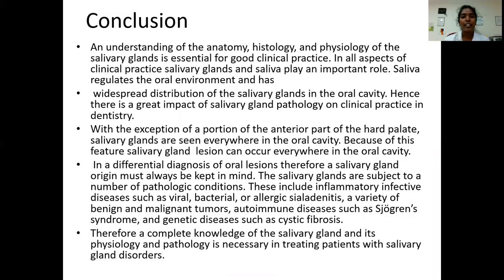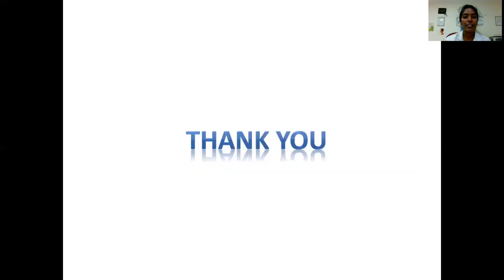Conclusion: an understanding of the anatomy, histology, and physiology of the salivary gland is essential for good clinical practice. In all aspects of clinical practice, the salivary gland and saliva play an important role. Saliva regulates the oral environment, and salivary glands are widely distributed in the oral cavity. Hence, there is a great impact of salivary gland pathology on clinical practice in dentistry. Therefore, a complete knowledge of the salivary gland and its physiology and pathology is necessary in treating patients with salivary gland disorders. Thank you.